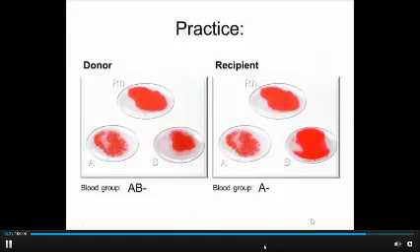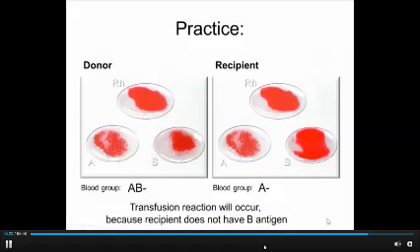So this transfusion will result in agglutination because the donor's red blood cells, when they are transfused, will be immediately marked as foreign because the recipient's immune system will not recognize B antigen as self.